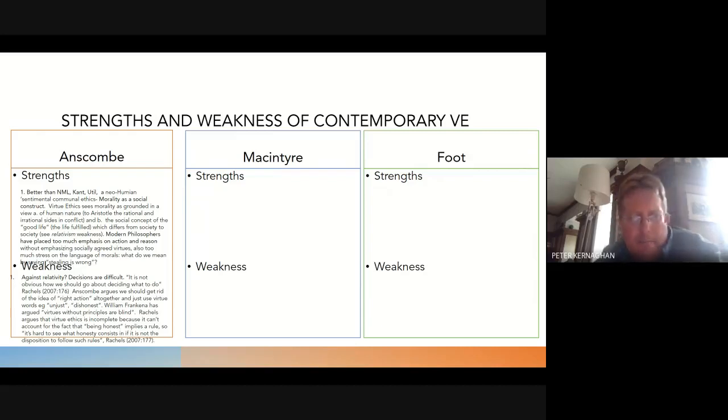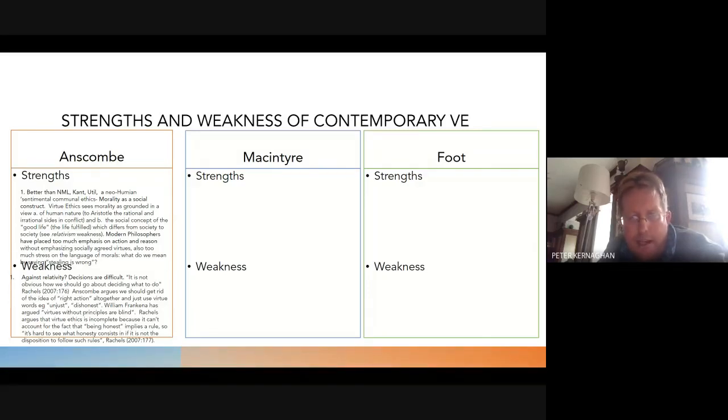So Rachels argues that virtue ethics is incomplete because it can't account for the fact that being honest implies a rule. So it's hard to see what honesty consists in, if not the disposition to follow such rules. But why? Okay, so it lacks a grounding.